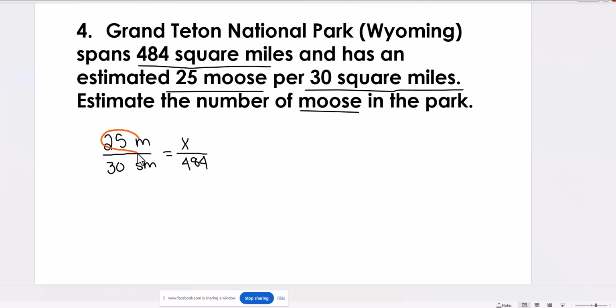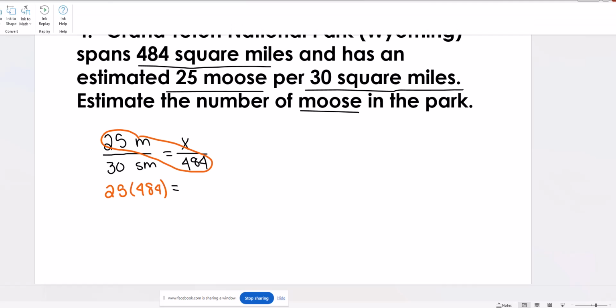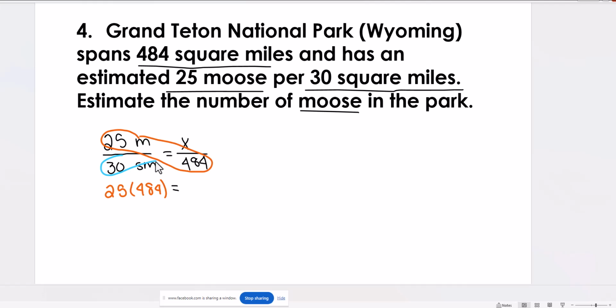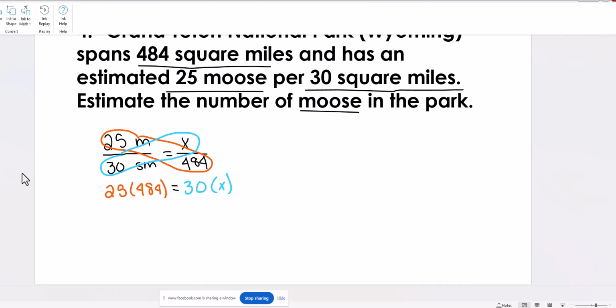We are going to cross multiply. All right. We are going to have 25 times 484 equals. All right. Now we are going to cross multiply the other way. And we're going to take 30 times our variable X. Now what we need to do is we need to do some multiplication.